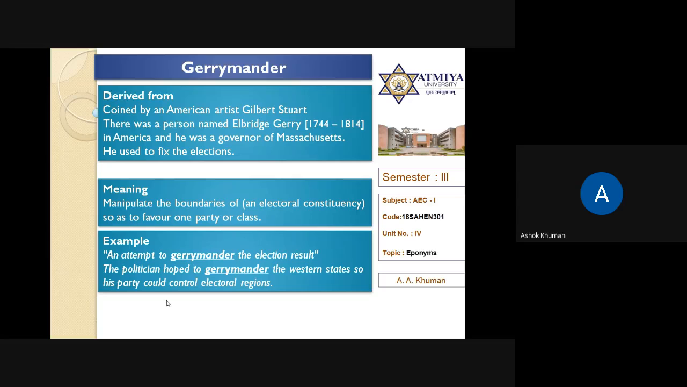Elbridge Gerry was the governor of Massachusetts in America, and what he did was he fixed elections by cheating. He would extend the boundary of the constituency, the regional boundary, so the maximum votes would be in favor of the party he wanted to support. So winning the election by cheating is called gerrymandering.